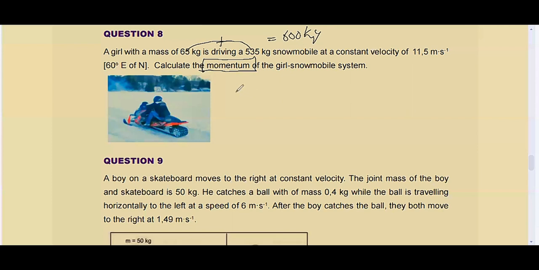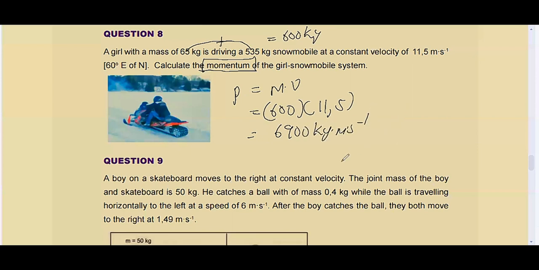Now to calculate the momentum, we know the formula P equals M times V. So our mass is 600 and then multiplied by our velocity of 11.5. Then that's 600 multiplied by 11.5. This gives us a value of 6,900 kg meters per second. That's all you needed to do for that one. Quite easy.